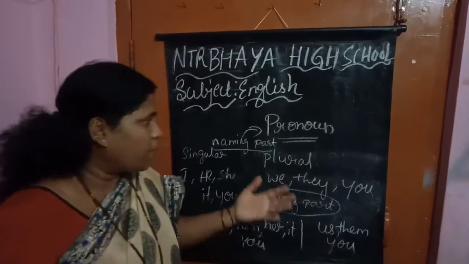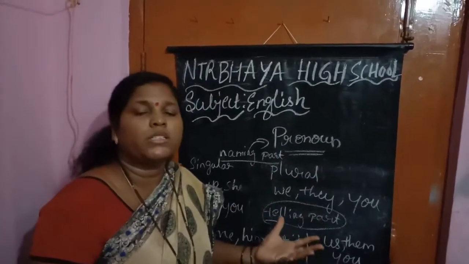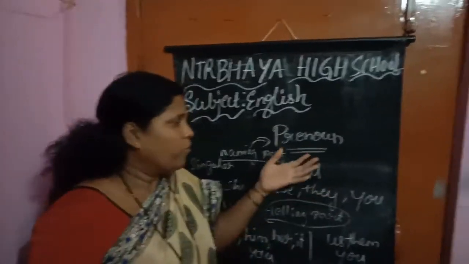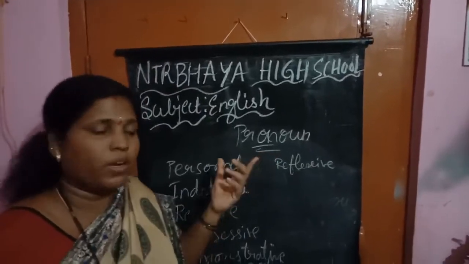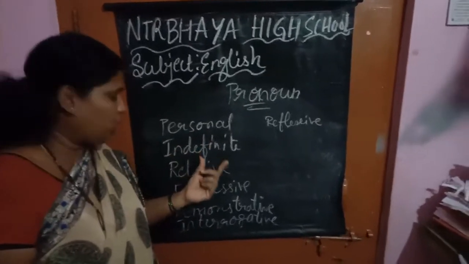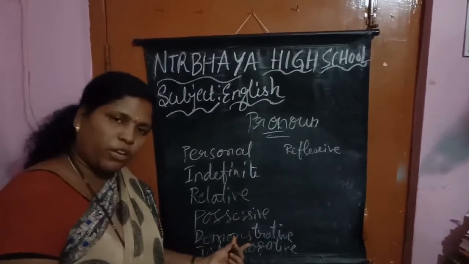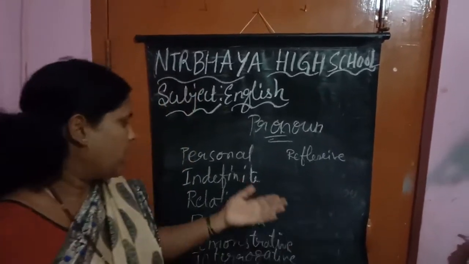Okay, these are about the pronouns. Pronouns are used instead of a noun. The words which are used instead of a noun are pronouns. Now, we will see here, children, different types of pronouns. What are the different types of pronouns? Personal pronoun, indefinite pronoun, relative pronoun, possessive pronoun, demonstrative pronoun, interrogative pronoun, and reflexive pronoun. Have you understood this, children?